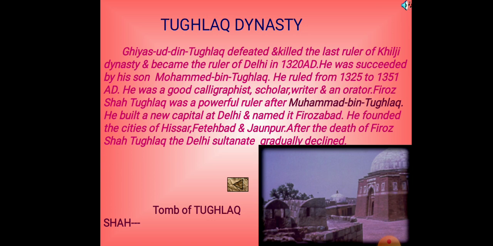Firoz Shah Tughlaq was a powerful ruler after Muhammad bin Tughlaq. He built a new capital at Delhi and named it Firozabad. He founded the cities of Hisar, Fatehabad, and Jaunpur. After the death of Firoz Shah Tughlaq, the Delhi Sultanate gradually declined. So here we know after the death of which ruler the Delhi Sultanate declined.